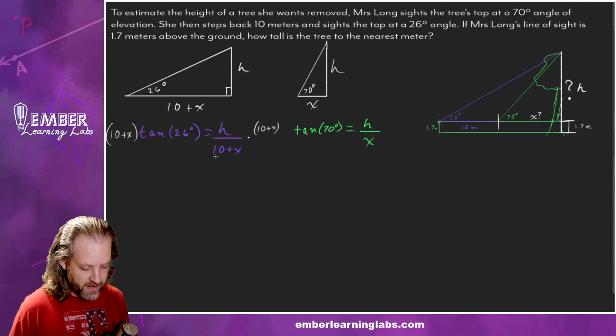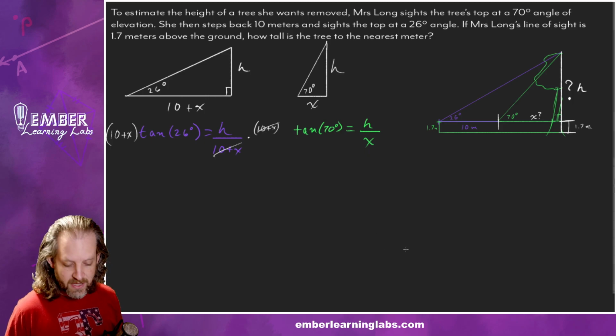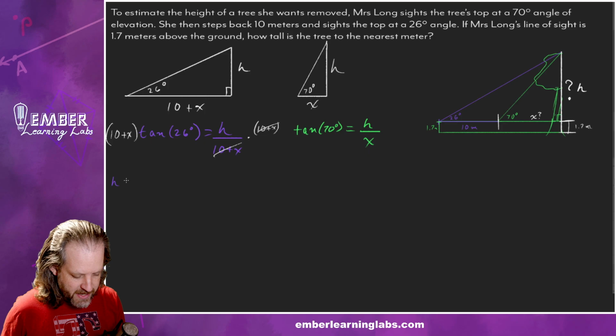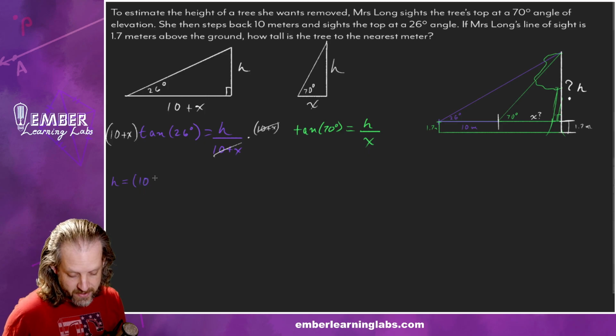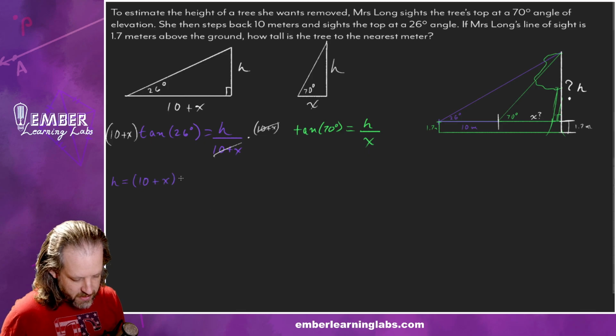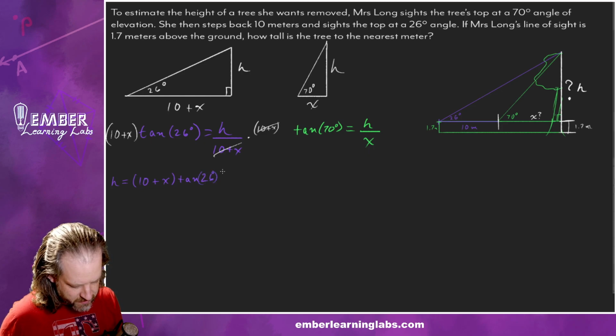This is going to cancel, and then we're going to multiply it on this other side. Now you notice I put it in parentheses. That's to help us remember that we'd have to distribute this if we were going to do something with it. So these cancel, leaving us with h equals, for this purple one, h equals, I'm not going to distribute it yet. I'm going to wait. Sometimes it's helpful to wait to distribute it because stuff may cancel. So 10 plus x times the tangent of 26 degrees, right?